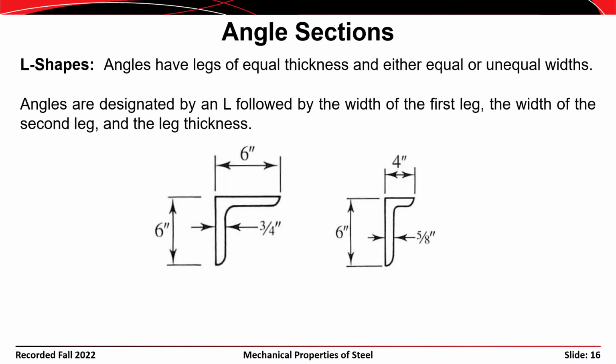The first number is the first leg width, the second number is the second leg width, and the third number is the thickness. So the angle that's shown here on the left would be an L6 by 6 by 3/4. And the angle that's shown here on the right would be an L6 by 4 by 5/8. So the longer leg is the first number that appears in the designation, and the angle that's shown here on the left would be an equal leg angle.